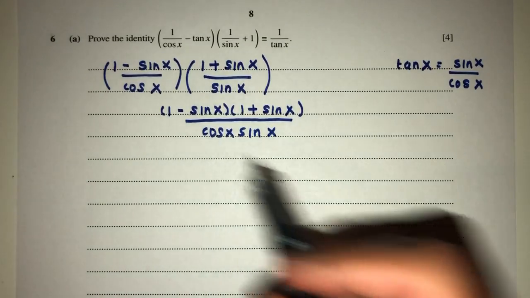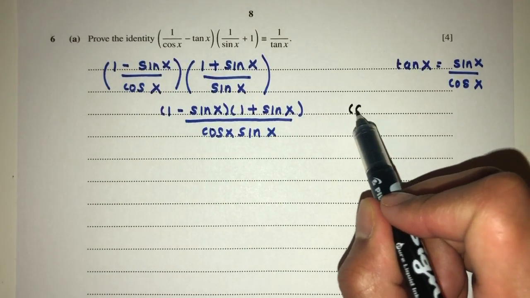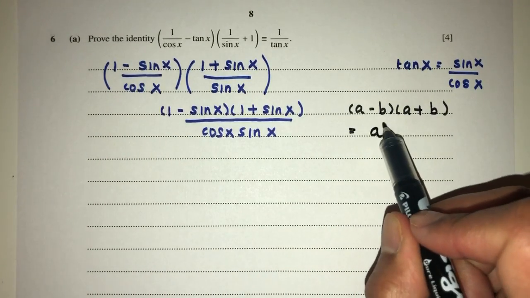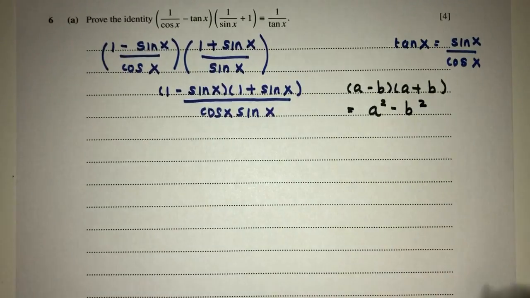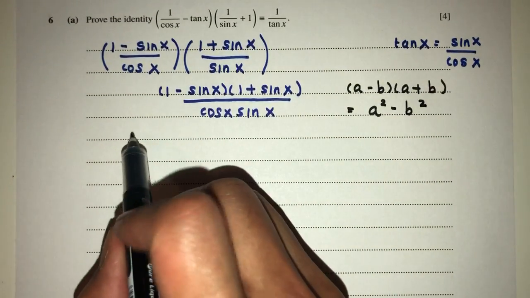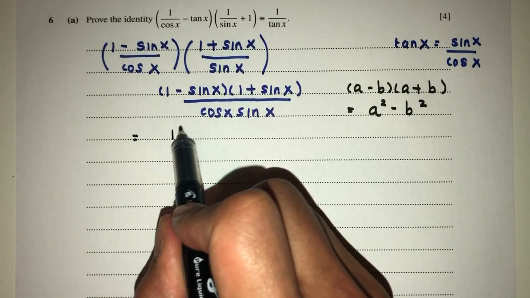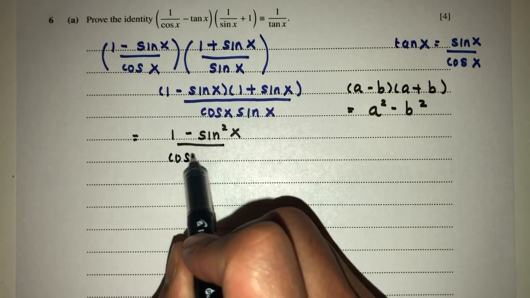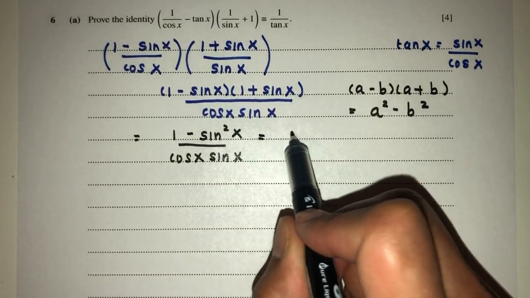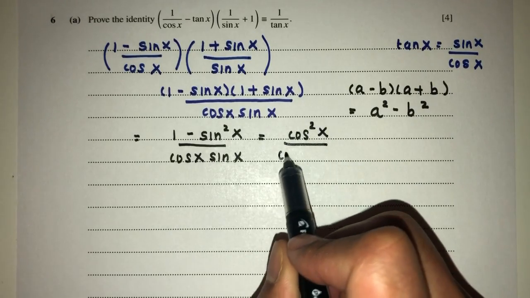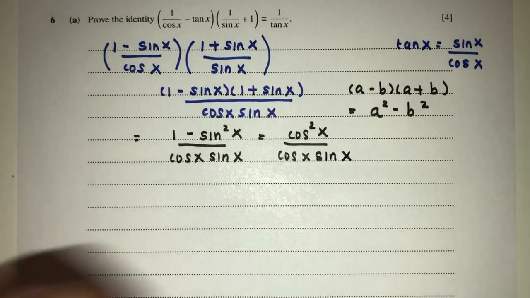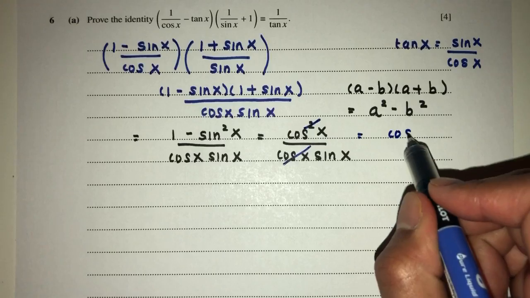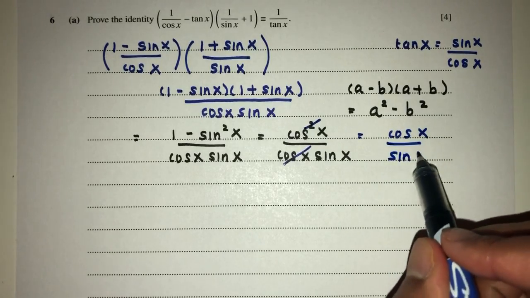Now we have to realize something. On top, what do we have? It looks something like this: a minus b times a plus b, right? Which means this is equal to a difference of squares. So we can express this as 1 squared, which is 1, minus b squared, which is sine squared x, over cos x sin x. That will be cos squared x over cos x sin x. Simplify, this one goes away. So you will have cos x over sin x.